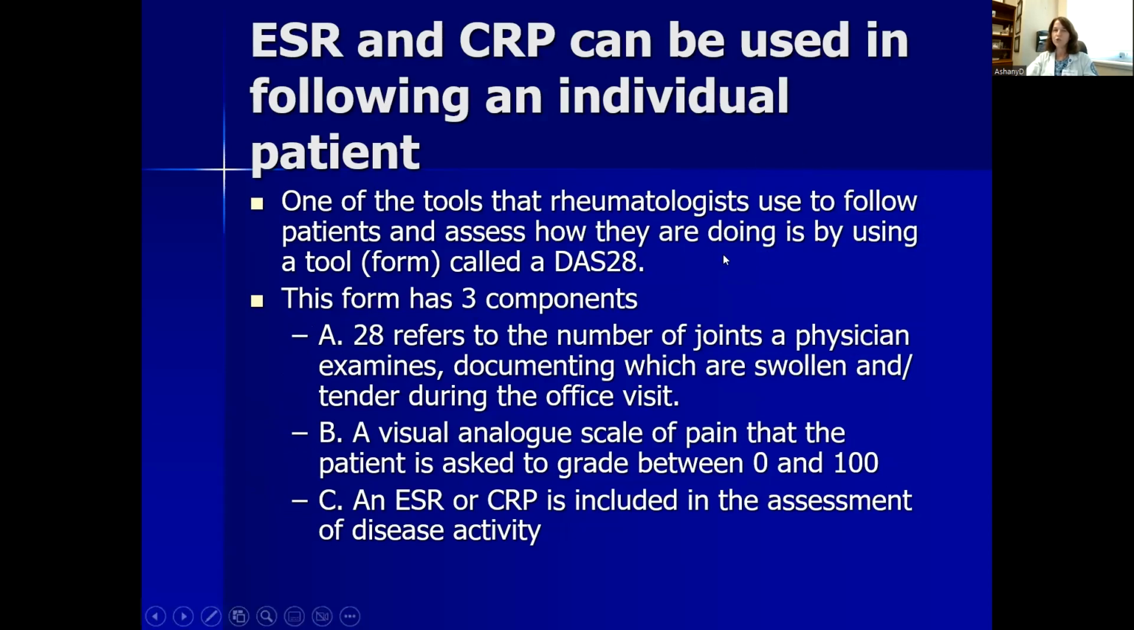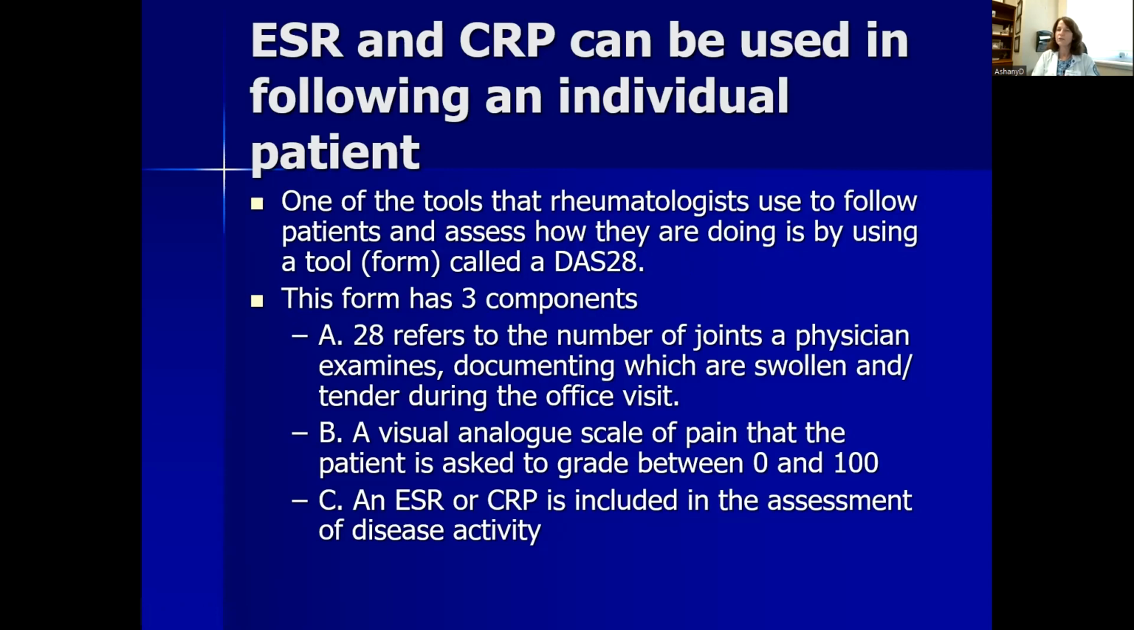One of the tools that we use when a patient comes in to see us is called a DAS28. It's a form, and many of you may have encountered the form. I'll show it to you in a minute. The form has 3 components. 28 refers to the number of joints that I, as a physician, will examine. I'm looking to see whether the joint is tender and whether the joint is swollen, and I'll be documenting it on the form.